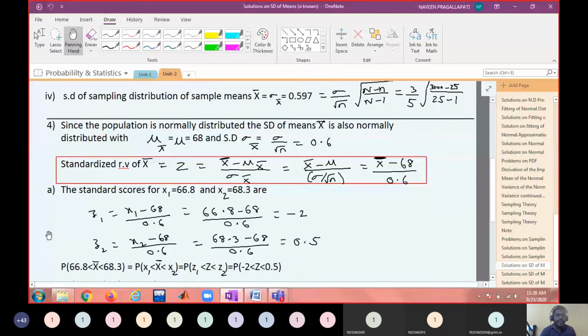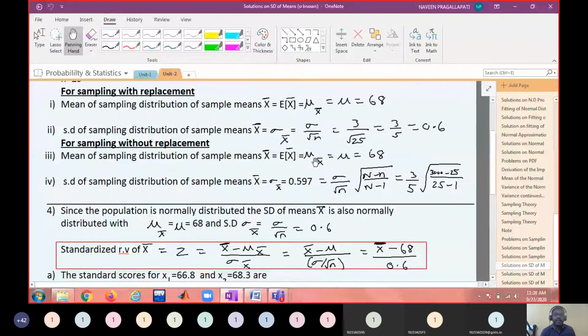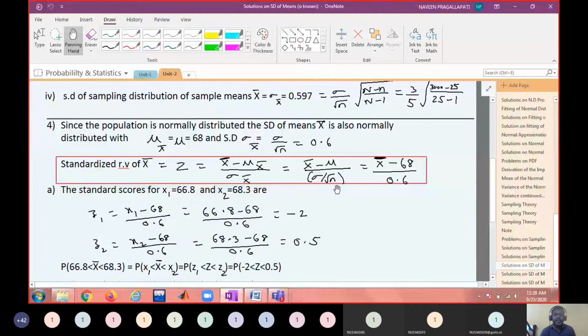So after that, this is the formula for the standardized random variable for x bar, which is x bar minus mu x bar by sigma x bar. Mu x bar is mu, sigma x bar is sigma by root n. That is what I was telling. Mu is 68, sigma by root n is 0.6.